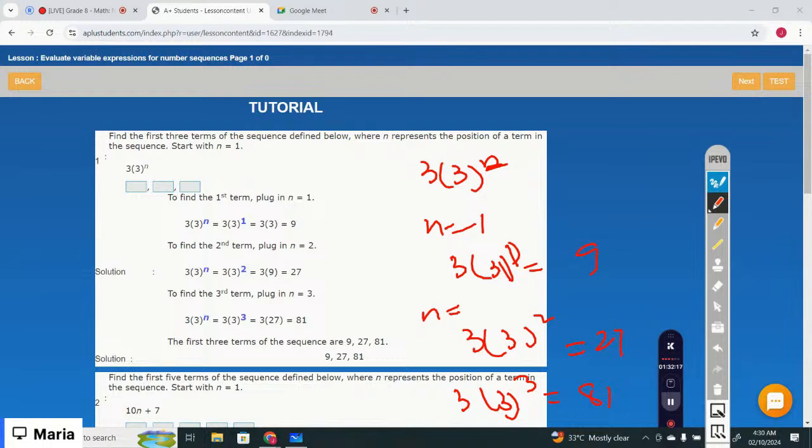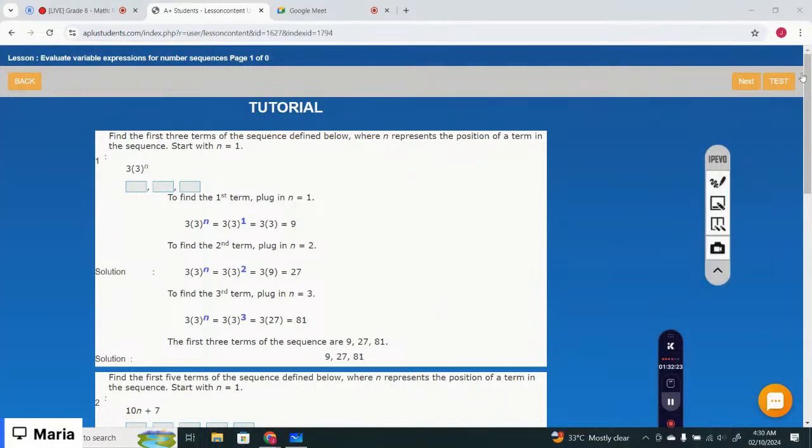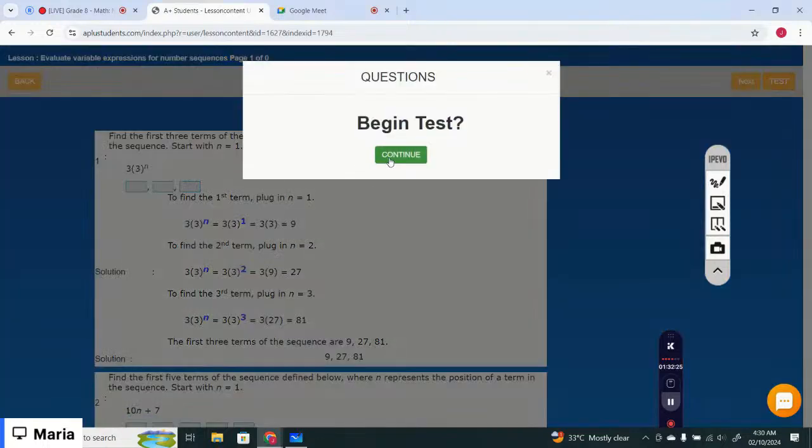Okay, let's just start with the practice questions. Let's see how we find the numbers in the sequences, right? Let's just start with the test questions.